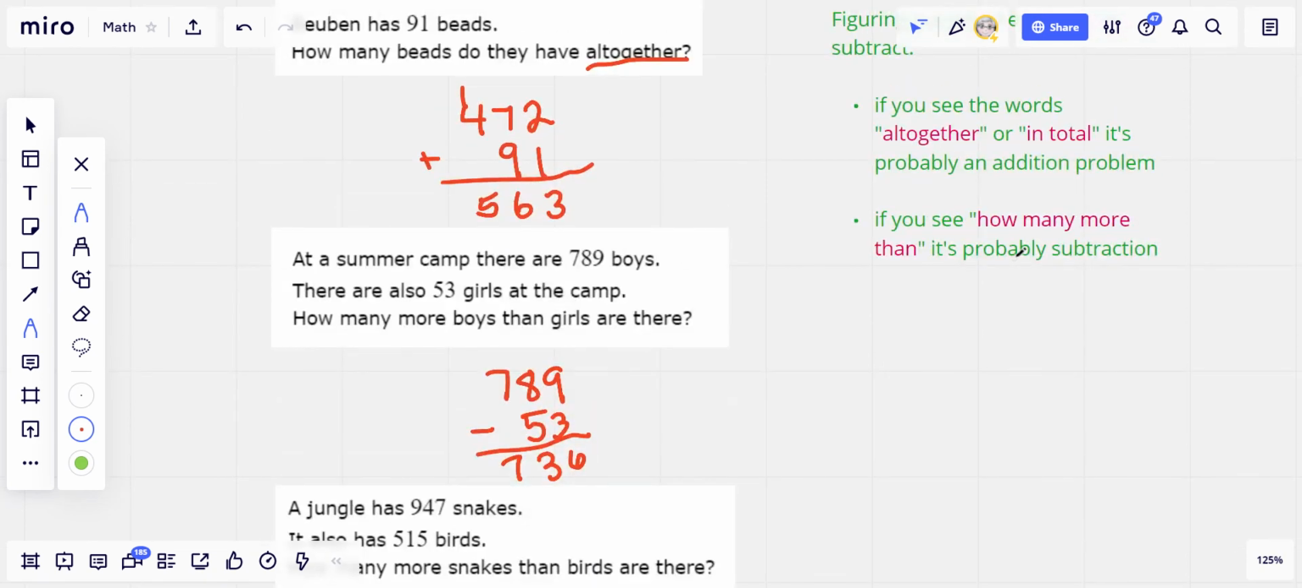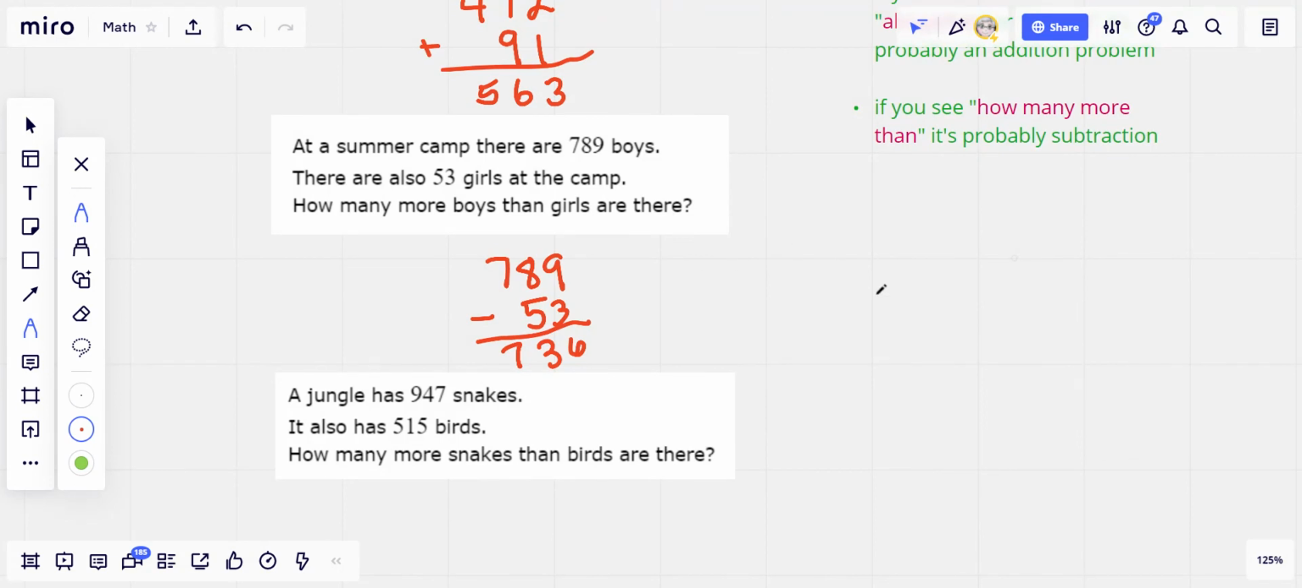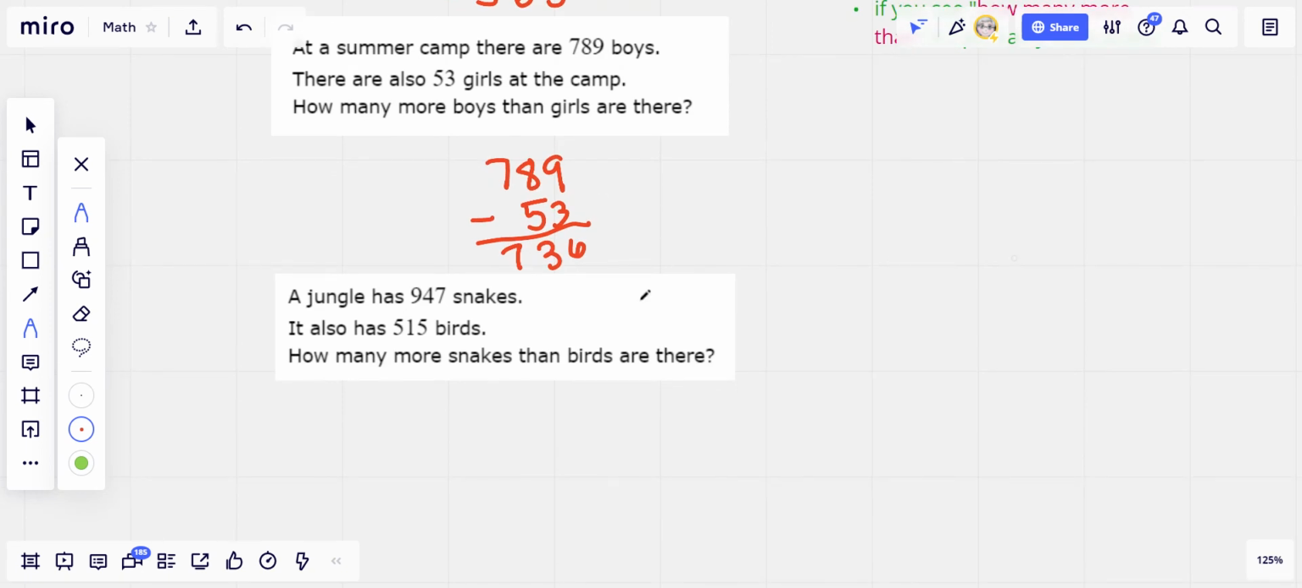Hopefully you're thinking subtraction. If we go back up to our rules here, we're looking for this phrase, how many more than, and we see how many more snakes than birds are there. So we're going to go ahead and subtract this. So we'll set that up. We've got 947 snakes. That's the bigger number, so I'm going to put it on top. And 515 birds, lining up the place value. And we're going to subtract that.